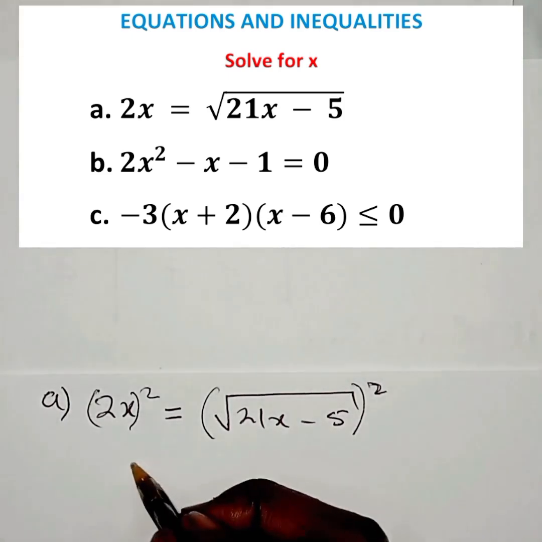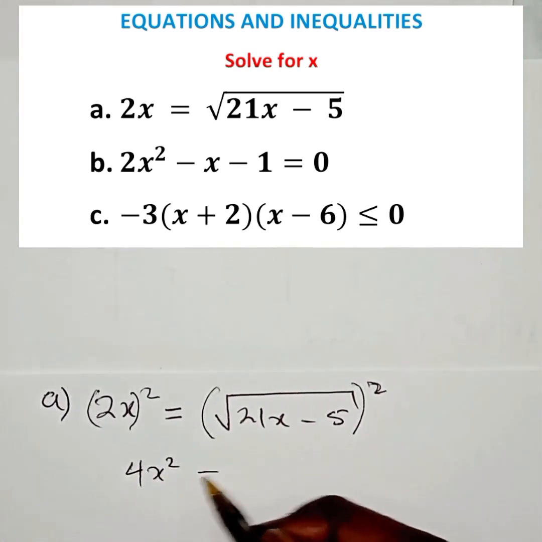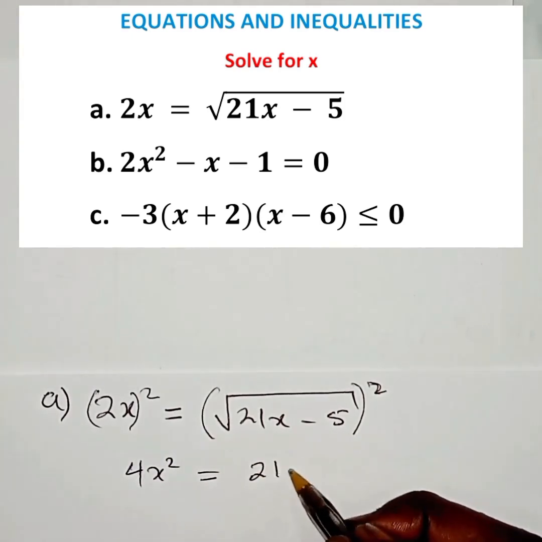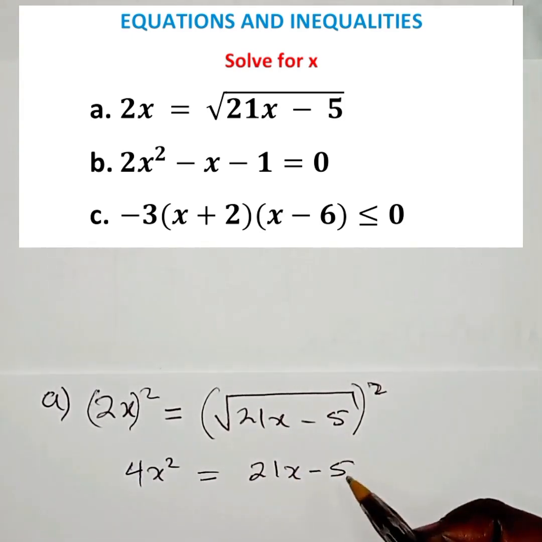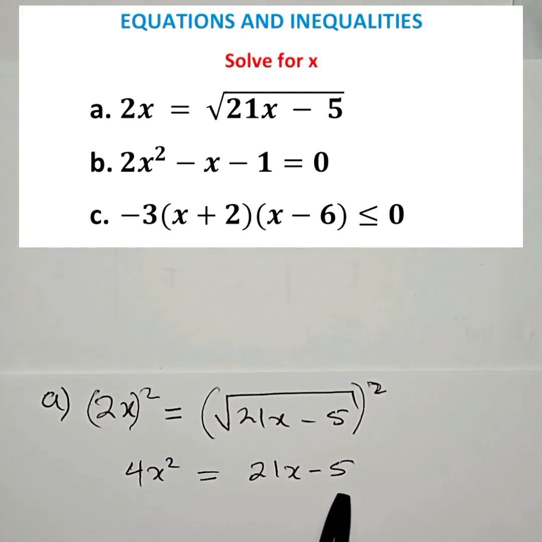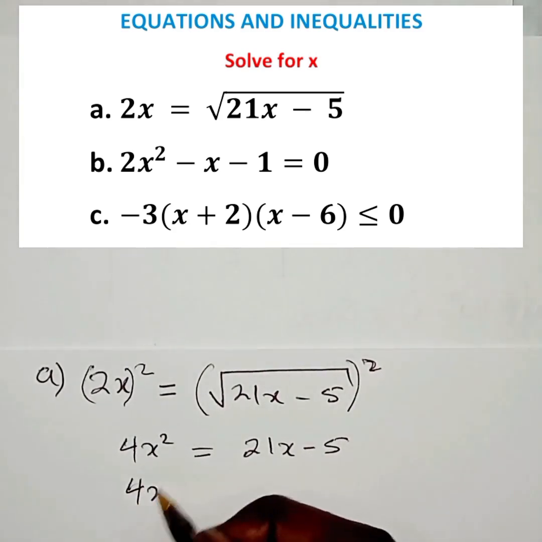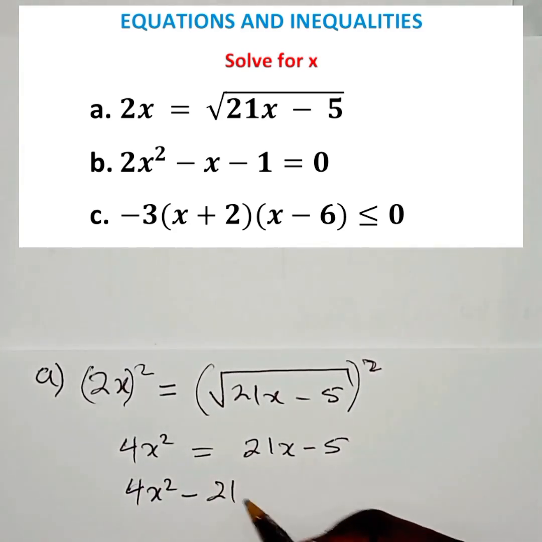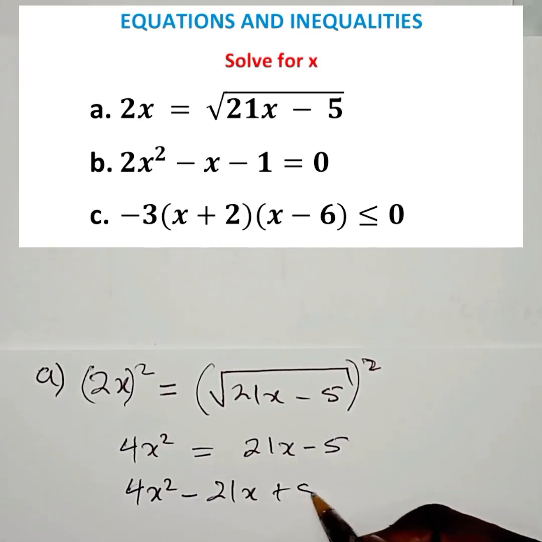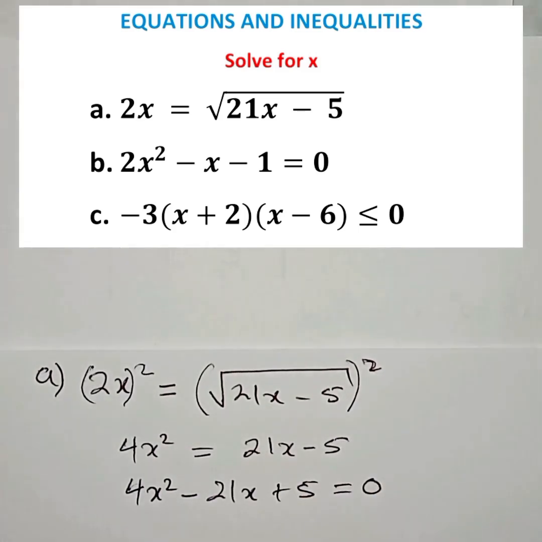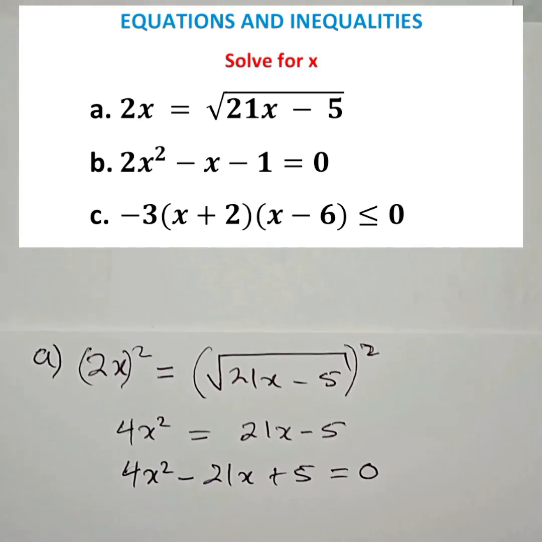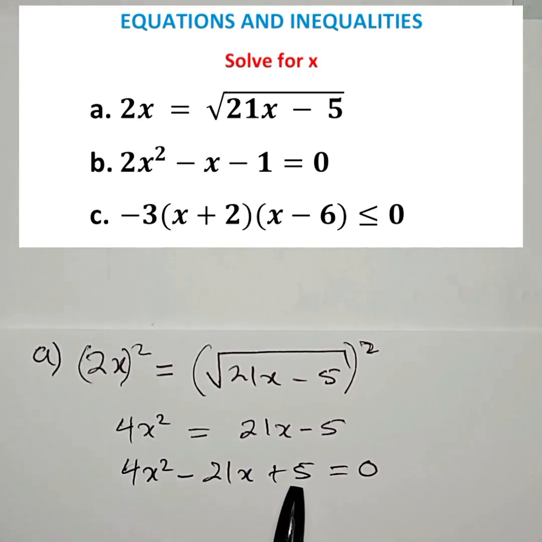Then we are going to have 4x squared is equal to 21x minus 5. Now we're taking everything from the right hand side to the left hand side. We are going to have 4x squared minus 21x plus 5 is equal to 0. Now to solve that, we need to factorize this left hand side.